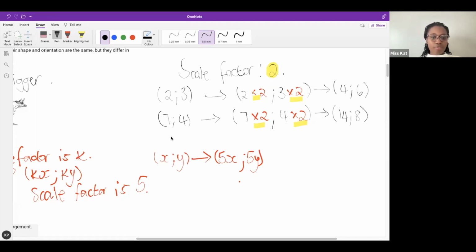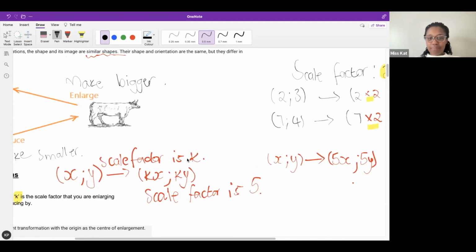So for those who are confused, that's exactly what I was doing here. This time I just wrote K because that's what they usually use to represent the scale factor because we don't know what it is. So just as we don't know what X and Y are, we're using variables to represent numbers. We used K.